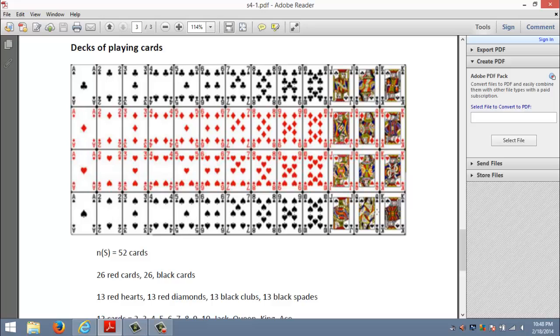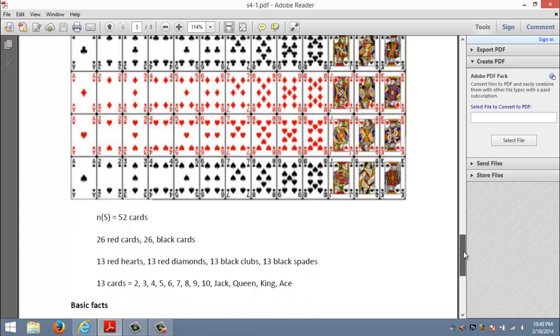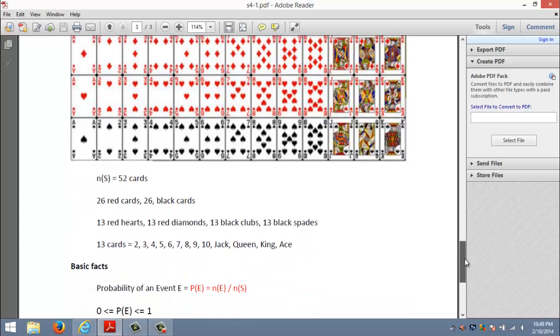So oftentimes in calculating probability, it's going to ask you about red cards or black cards or how many fours in the deck. So if I'm counting how many fours in the deck, there are 1, 2, 3, 4 of them. If I look at the number 7, there's 4 cards that have a 7 on them. 2 are black cards and 2 are red cards. So you have to be careful when looking at a deck of playing cards. It comes up really often.